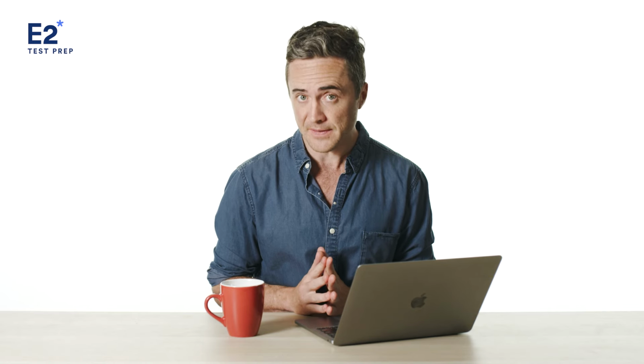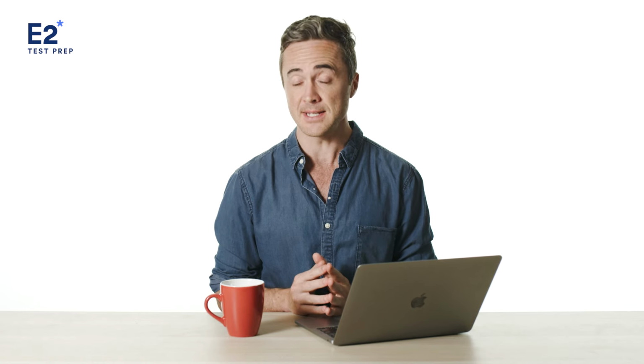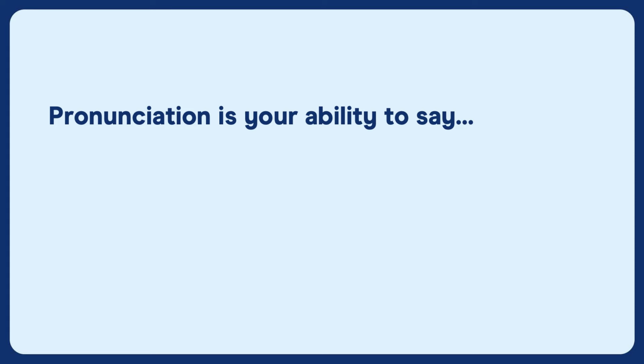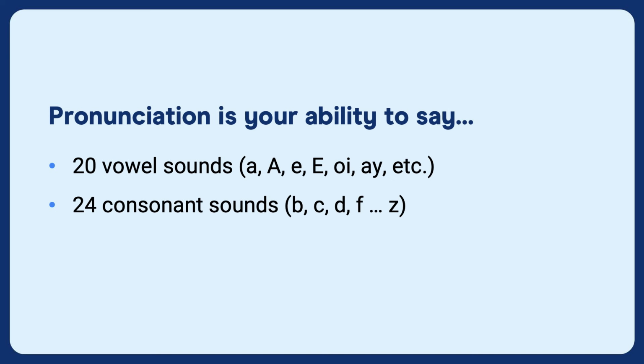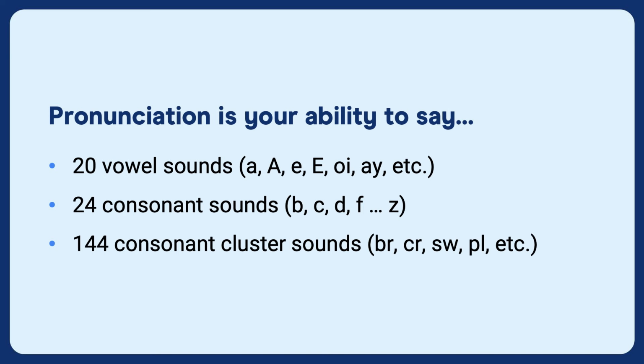Well, specifically, the PTE algorithm is testing you on your ability to say the 20 vowel sounds correctly, the short vowel sounds, the long vowel sounds, and the diphthongs. The 24 consonant sounds of English like b, k, d, f, z, etc. And the 144 consonant cluster sounds like br, cr, sw, pl, etc.